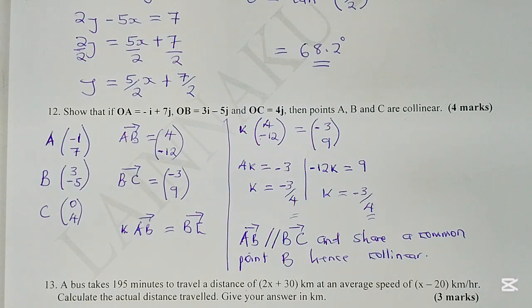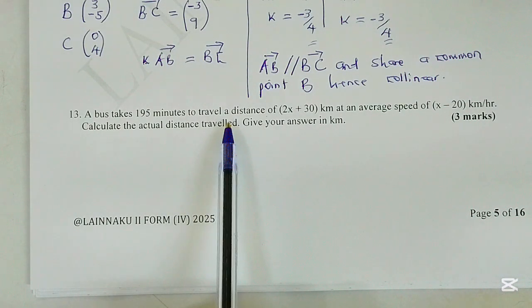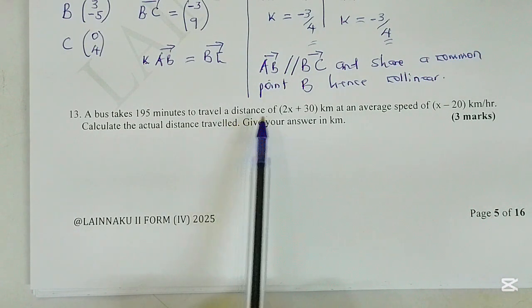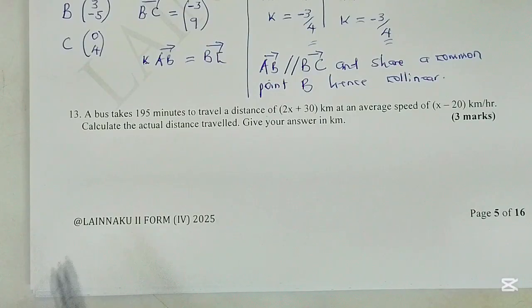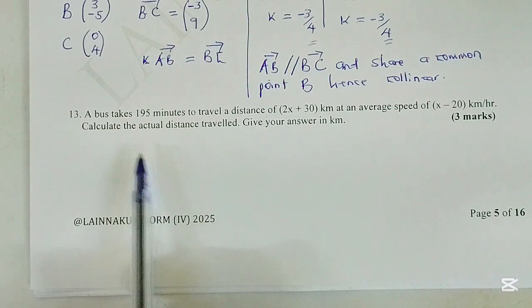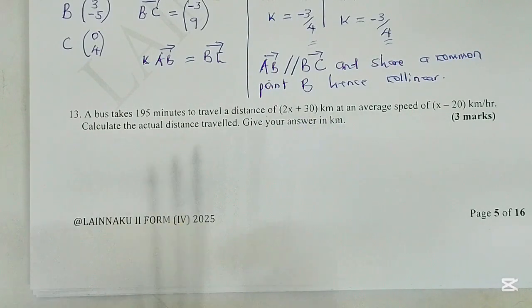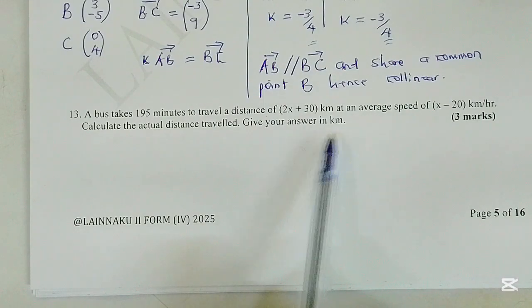Now, let us look at number 13. Talking about a bus that takes 195 minutes to travel a distance of 2x plus 30 at an average speed of x minus 20. So they want us to calculate the actual distance that was traveled by this particular bus, and the answer should be in kilometers.